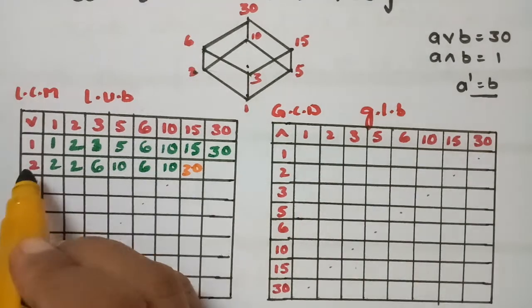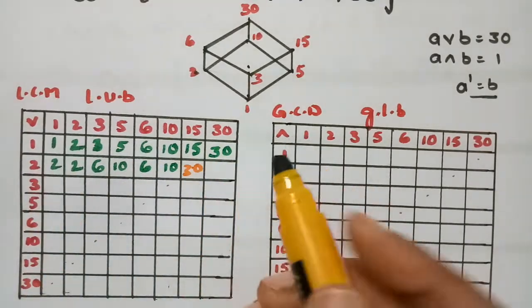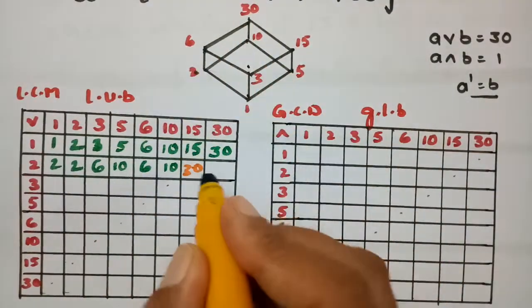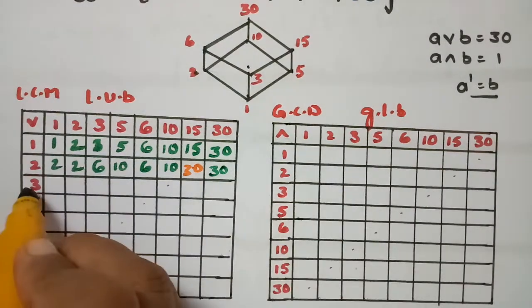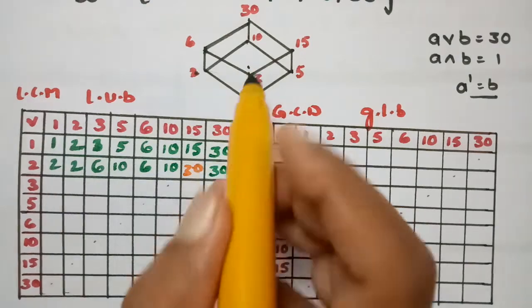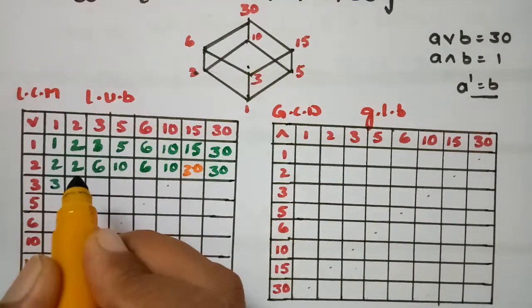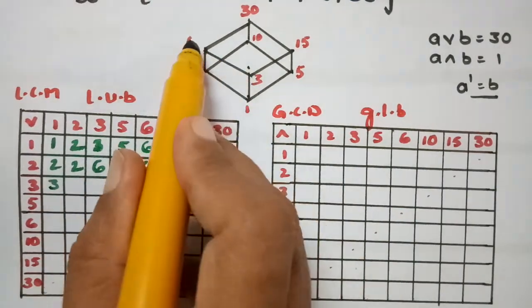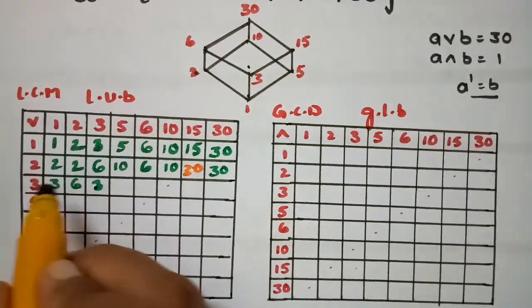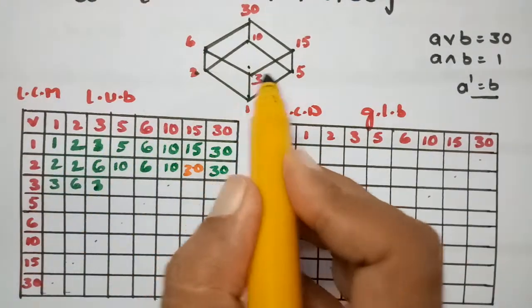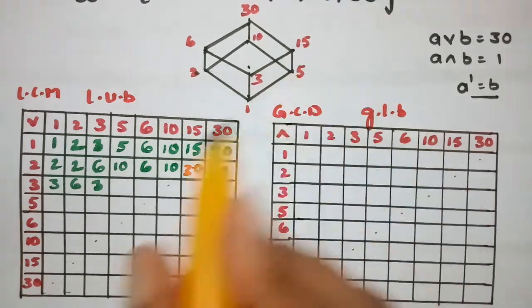And the next one here, 2 and 30. If you observe, this is 2 and this is 30. The highest element here is 30. And the next one, 3, 1. Among 3 and 1, 3 is an upper bound. Among 3 and 2, the upper bound here is 6. Among 3 and 3, the upper bound is 3. And among 3 and 5, they meet at a point 15 here.